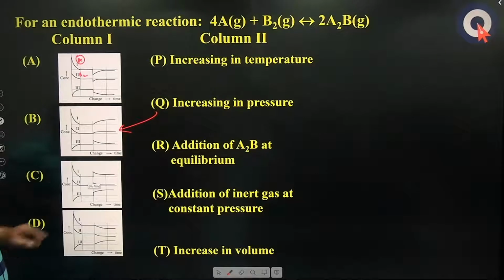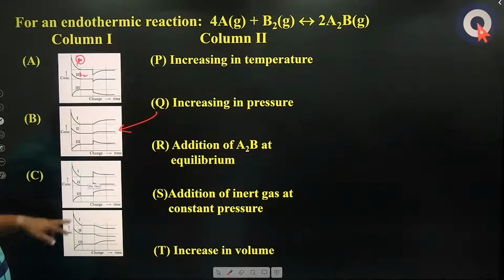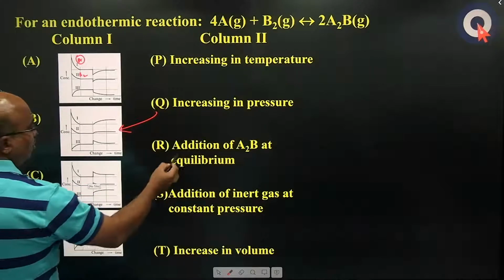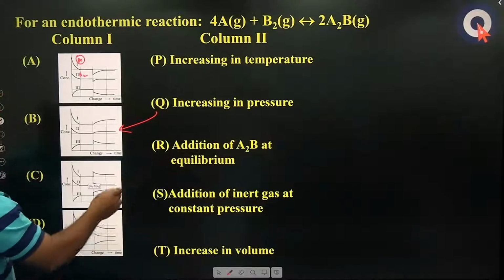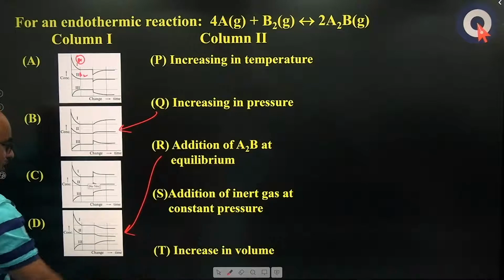Clear? Oh, sorry. This is increasing slightly, this is increasing slightly. So this is, let us see, addition of A2B. So A2B at equilibrium, if we are adding, only the A2B value should increase. This is what is increasing. So this is indicating for R.